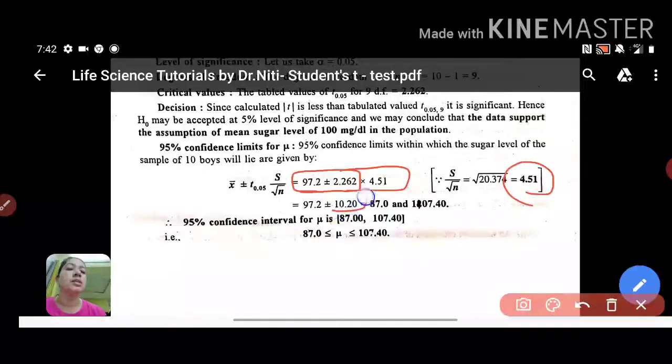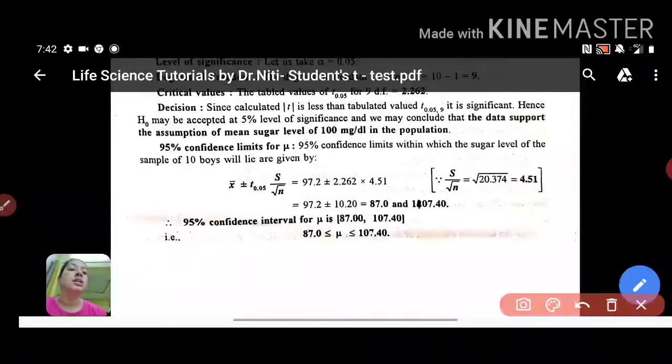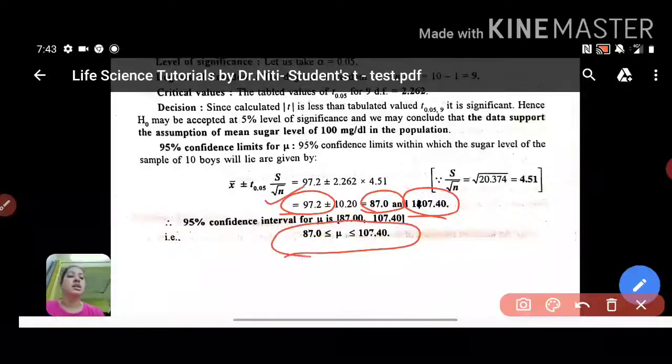You have to multiply this chance of error with the t value, so it comes to 10.20. This means the mean is variable up to a range of 10.20. When you subtract 10.20 from 97.2 you get 87, and if you add 10.20 to 97.2 you get 107.40. So the range in which most of the means lie is between 87 and 107.40. In this way you can determine the range also.